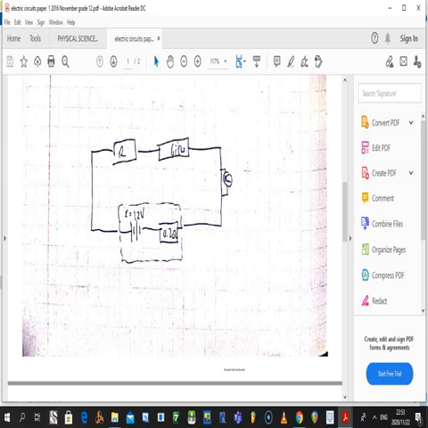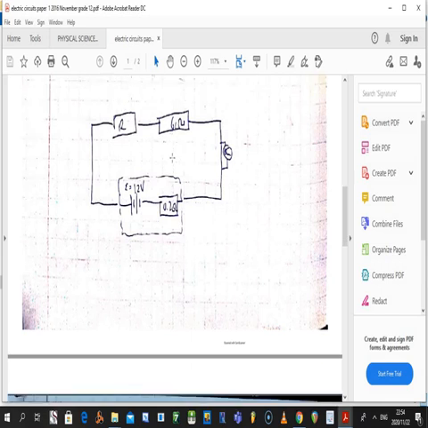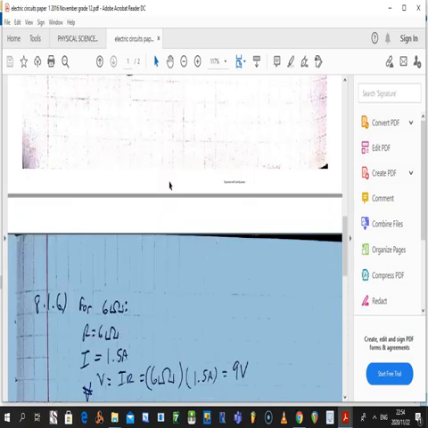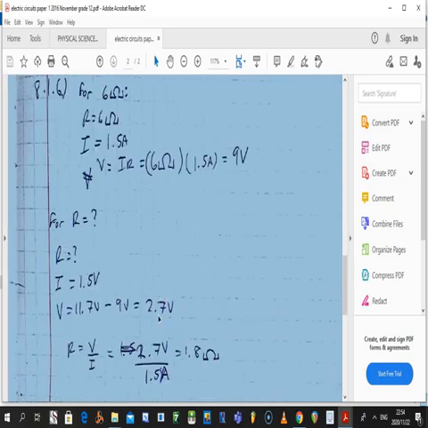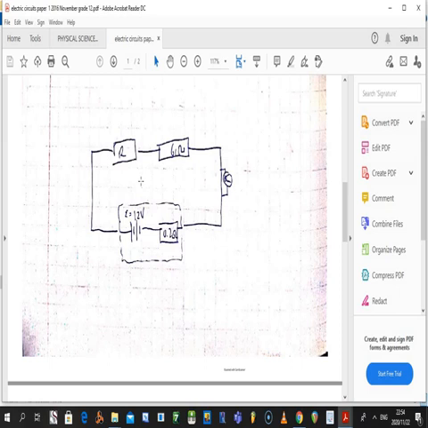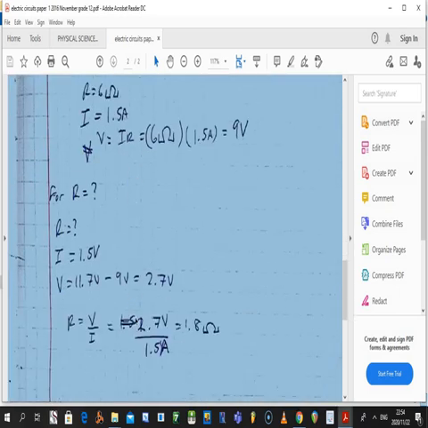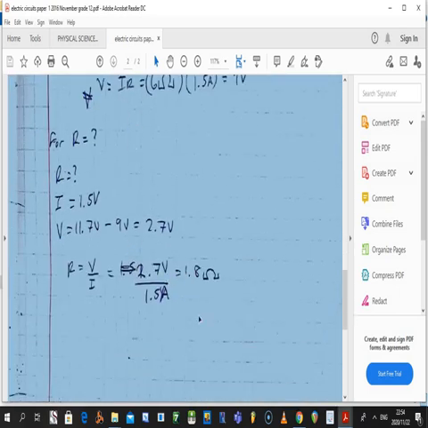And don't forget, of course, this 6 ohm resistor is not appearing on your paper, but combining those parallel connected resistors together adds up to 6 ohms. We just redo it like this because it's easier to see now. The problem is basically simplified. So now we have this 2.7 volts here, 1.5 current. We can easily work out the resistance to be 1.8 ohms.